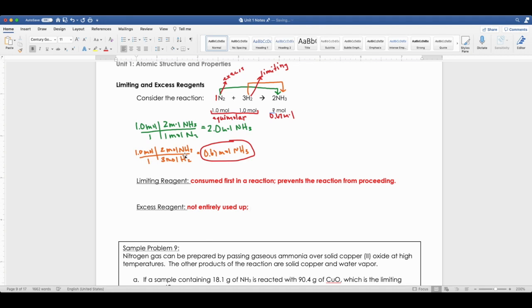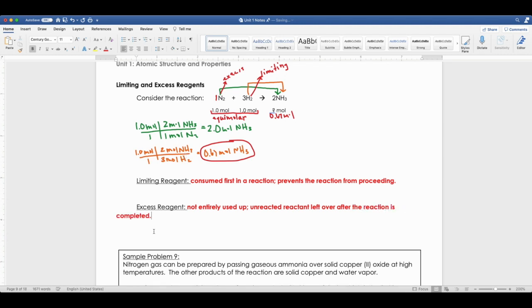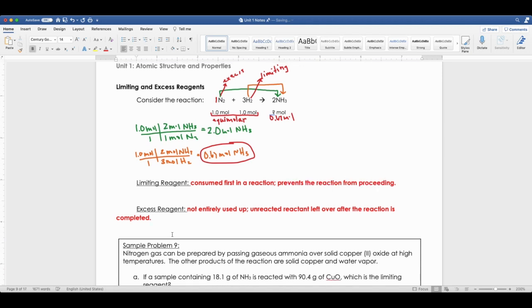And because it's not entirely used up, you're going to have some left over. So you're going to have some unreacted reactant left over after the reaction is completed. And we can determine how much of that excess reagent is left over. So I can figure out, okay, well, how much nitrogen is reacting? And based on how much nitrogen is reacting, how much nitrogen is left over? And that's all using stoichiometry.